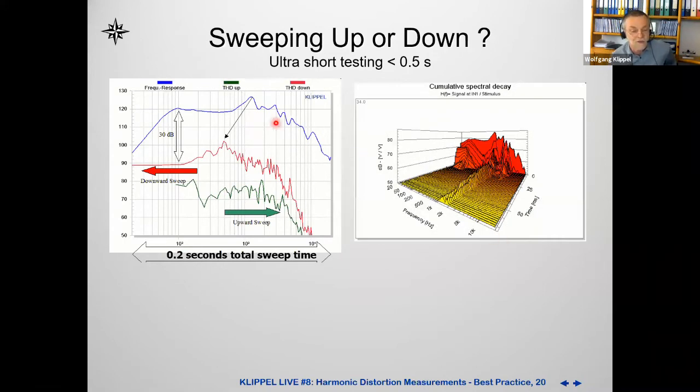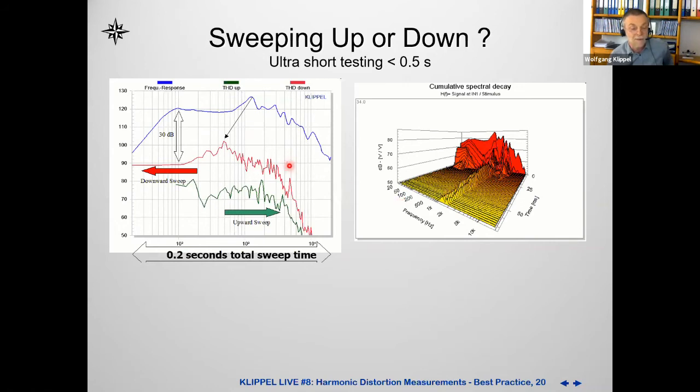And what causes that? That's actually a fundamental resonance, here at about 1 kilohertz. You see it also here in the cumulative spectral decay pattern. And you see that this resonance is ringing forever. Forever means 200 milliseconds, 500 milliseconds. That depends on the Q factor again, what we already discussed. So if you have a high Q factor, you get a long ringing.